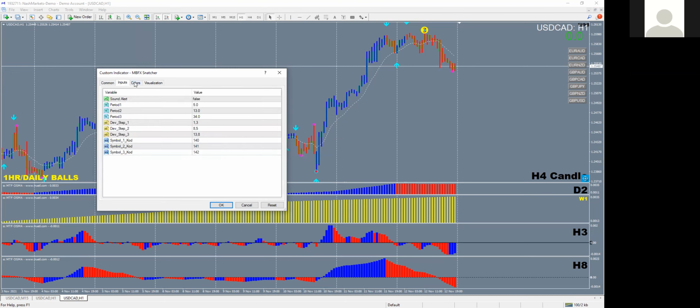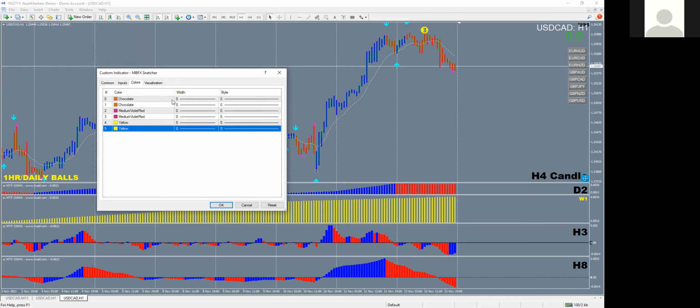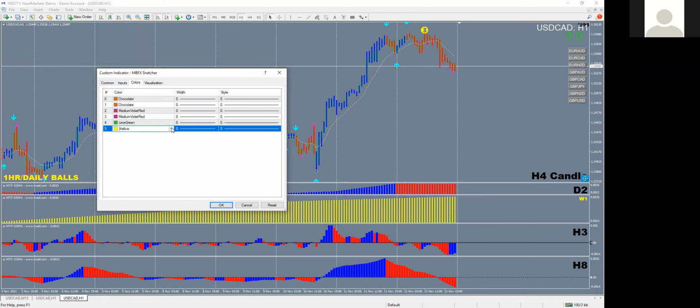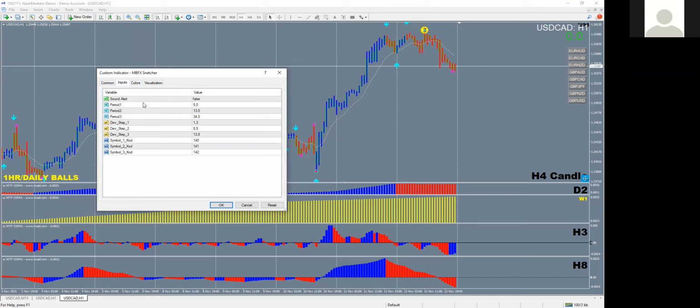Colors, we can change them later. Chocolate is fine. Medium violet is fine. Change the yellow to a green, lime green. What doesn't matter; this is a different color. Multiply this by 24, so 120. And then 240 plus 72, 312. And 816. And we can change the last three numbers to 146, 147, 148. Shouldn't matter.